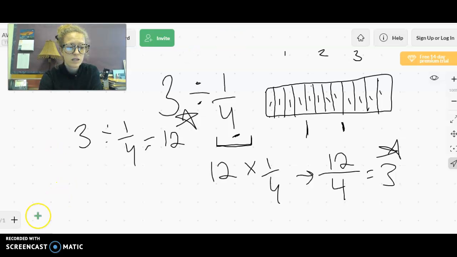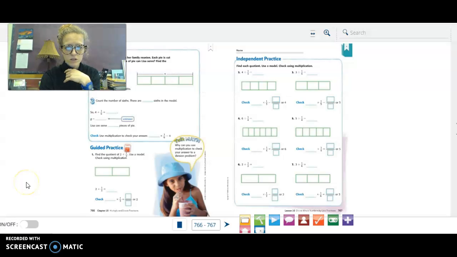All right, let's try an example from the book. We're going to jump over to number 2 on page 767. Okay, I'll go ahead and pause. Okay, so number 2 on page 767 is 4 divided by 1/3. Let's go ahead and go to our whiteboard.